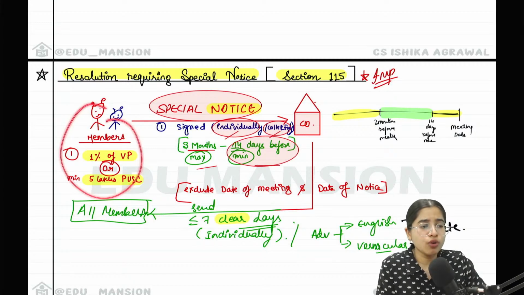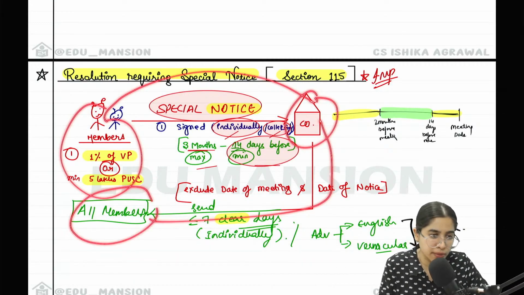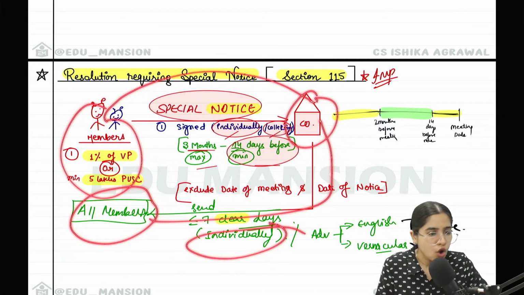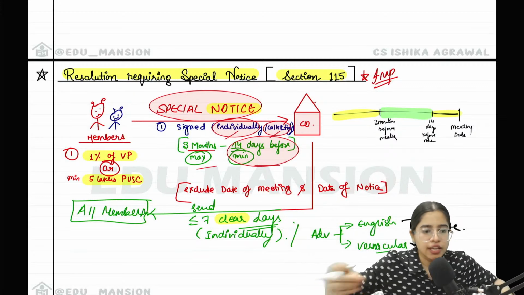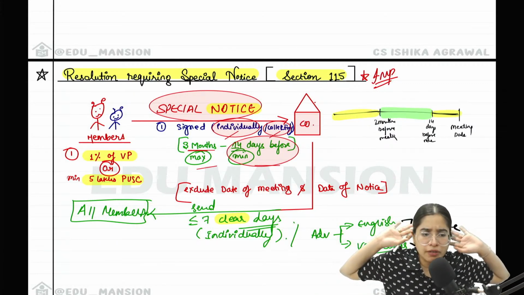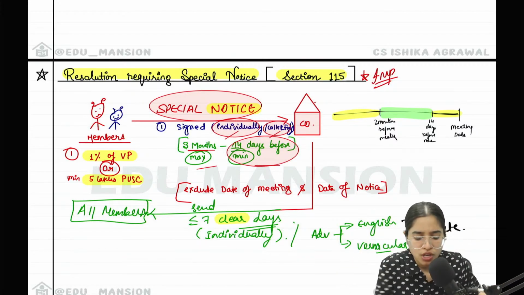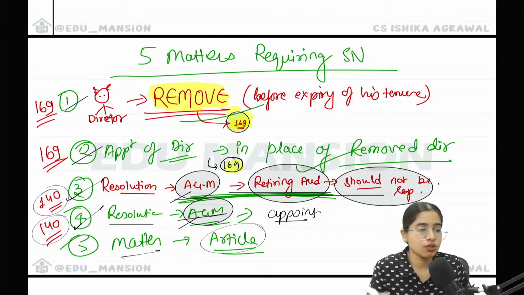That this many people have to be given special notice by the company, and then the company will forward this to all the members, either individually, and if it is not possible to give individually, then we can make a newspaper advertisement. Either send a letter to everyone separately, or if that is not possible, announce it in the village, get an advertisement in the newspaper. So this is the general process of special notice. After that we'll study for what matters special notice is required.